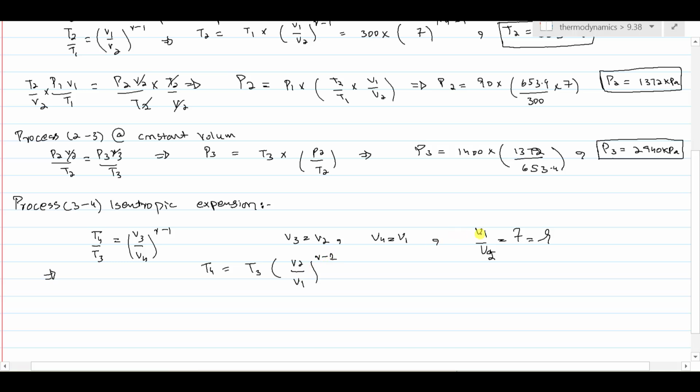We know that V1 divided by V2 is equal to the compression ratio, and so here you see that it is V2 divided by V1, the reciprocal of V1 divided by V2, so this V2 over V1 is basically equal to 1 over 7. Now just enter the value of T3 and 1 over 7 to the power gamma minus 1 in these equations, and you will get the T4 value.